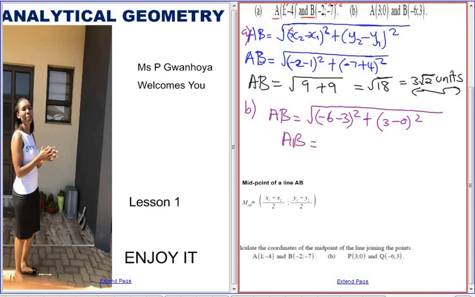This, I would like to believe that you remember it from your previous grades. If not, here we are. Okay, that does look like 81 plus 9. So that's square root of 90. So I am going to just make sure that we change that one to 3 root 10, isn't it? 3 root 10 units. All right, like that. So please, people, this was the distance formula that you learned.